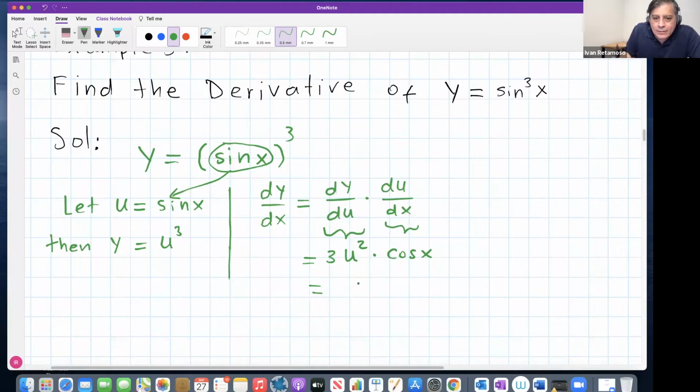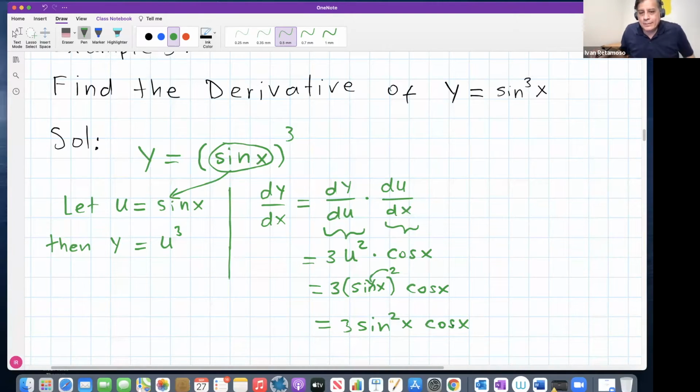Good. Almost done, right? Except for the fact that this u shouldn't be part of the final answer. U was just a tool. So instead of u, it's equivalent in terms of x. U is sine of x, right? It's squared times cosine of x. And now place this exponent right here in the middle. So it will be finally 3 times sine square of x multiplied by cosine of x, right? This is how you should see this among the choices.